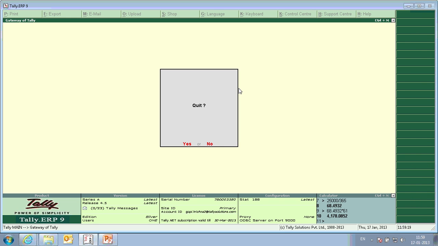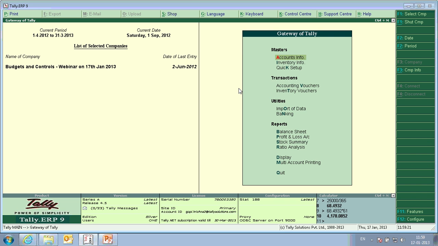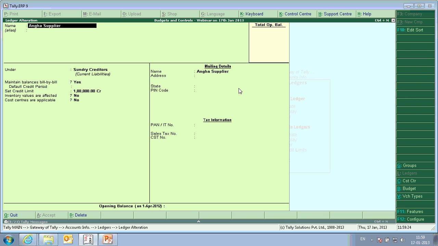So I have created one ledger, another supplier. So 1 lakh is their credit limit, right? NS. Who is there from NS?